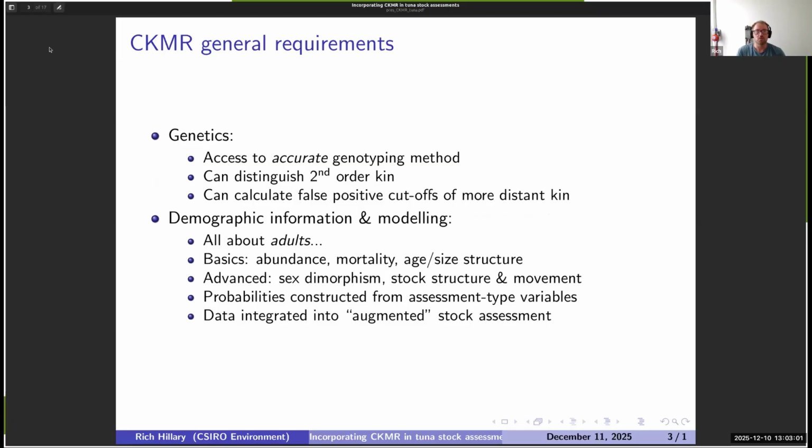Okay, to some general requirements. I think this will probably apply to almost anything from the genetics, and really there's not going to be a lot of talk about genetics in this. It's going to pop up where relevant, but hopefully not more than that.